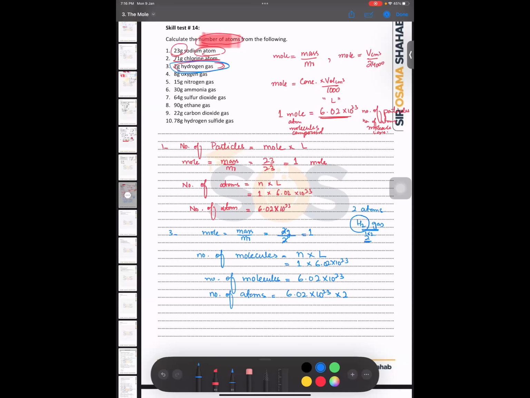So this is the same. You have 2 atoms in one molecule, so how many will be in the total molecules? Multiply by 2. So what will be the answer of this, children? It should be 12.04 times 10 raised to the power 23. Yes, this is the answer. And if you want to write it in the standard form, for suppose 1.204 times 10 raised to the power 24, it is also acceptable, right, every one of you?